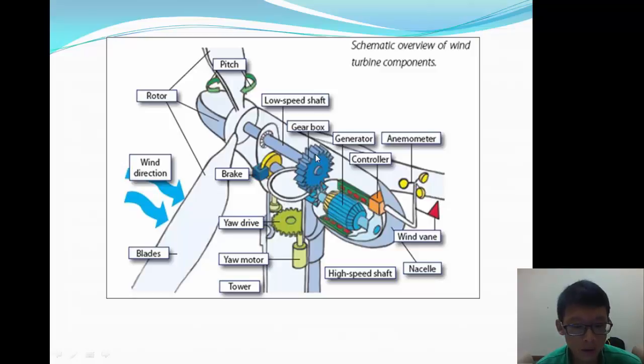Next, the gearbox. The gearbox connects the low speed shaft and the high speed shaft. The gearbox is to increase the rotational speed of the shaft. Then the high speed shaft turns the generator to generate electricity. After this electricity is generated, it will transfer to the step-up transformer at the bottom of the tower.